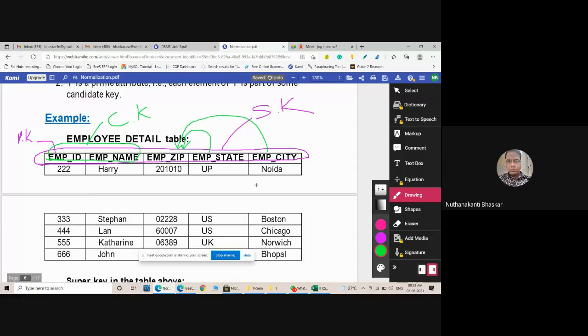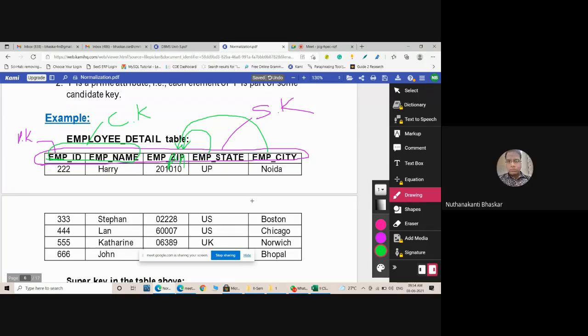Then you can write employee zip determines employee state and employee city. Yes or no? Employee state and employee city depend on employee zip. Zip code means pin code. Otherwise, you can take it as pin. If you are confused, take pin. Employee state and city depend on pin code number or not.